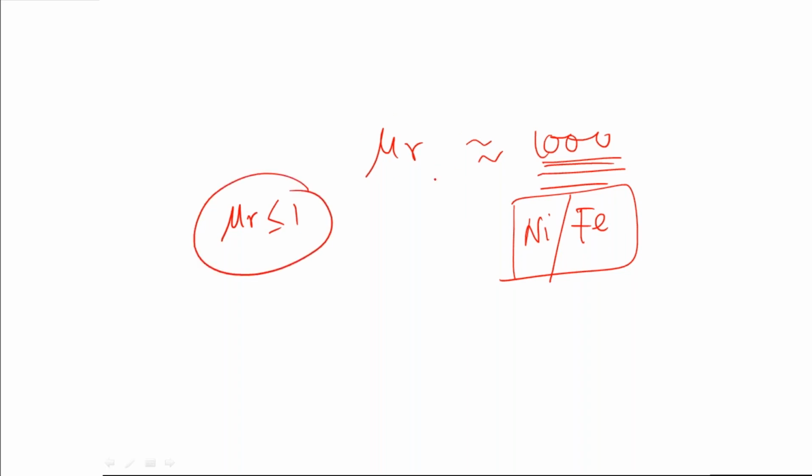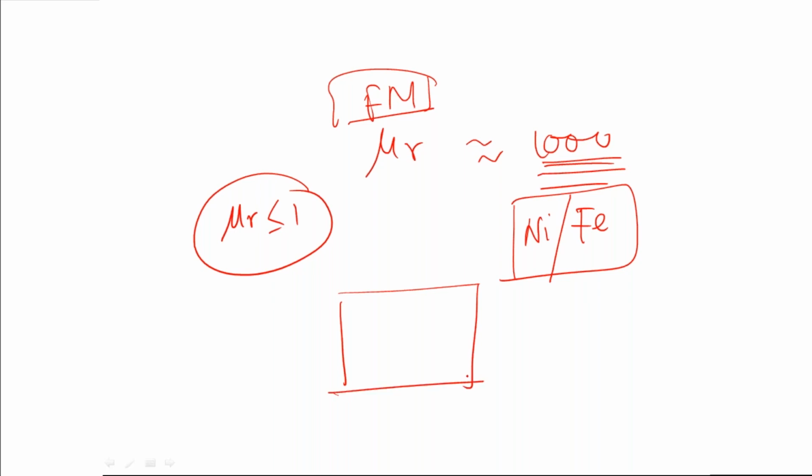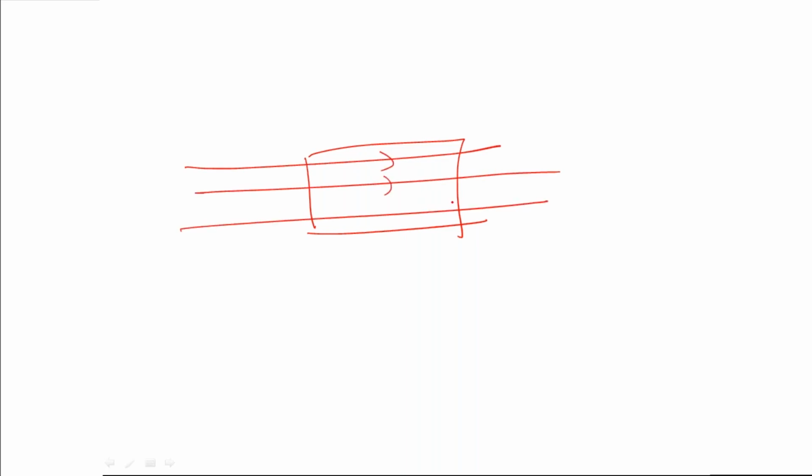For a paramagnet, it is slightly greater than 1. But in the case of a ferromagnet, shortened as Fm, the permeability is very large. That means if you keep a ferromagnetic material inside a magnetic field, it will try to concentrate almost all the magnetic field lines inside it, and get induced by the field.